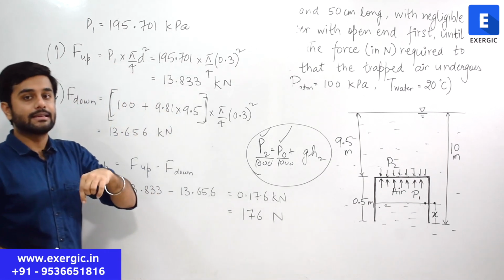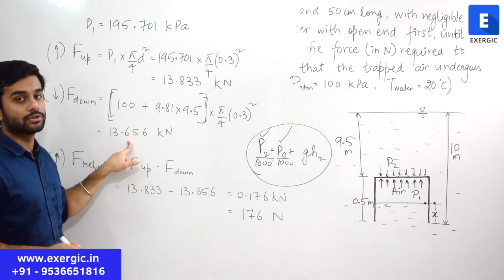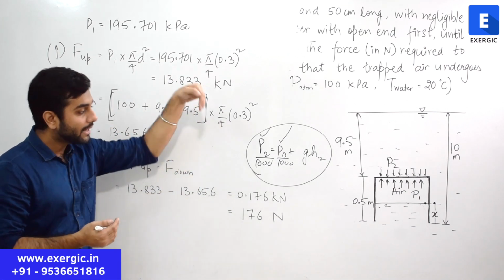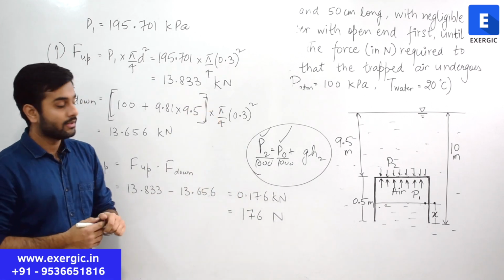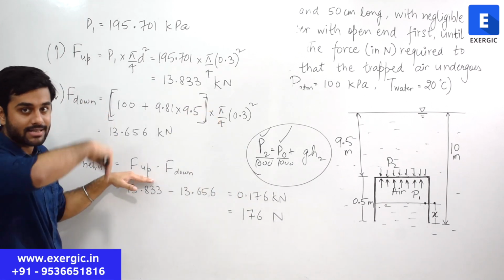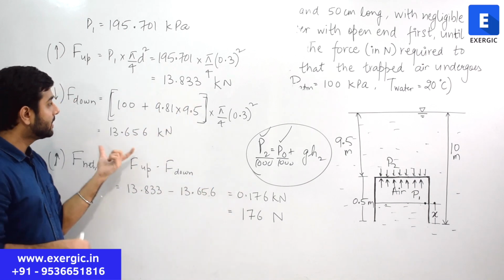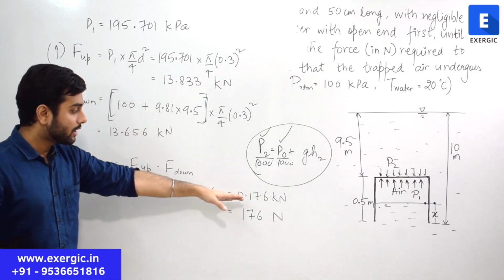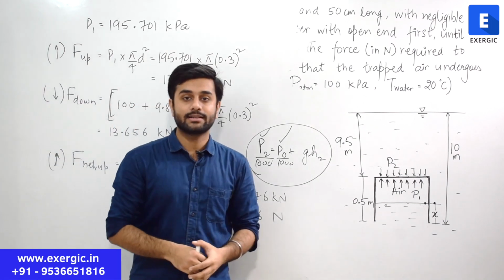You can clearly see that the upward force acting is more as compared to the downward force. So the net upward force will be the difference of them, P1 minus P2, or the force F1 minus F2. So if you do that, F up minus F down, you will get 13.833 upward force minus 13.656 downward force. This is in kilonewton. Convert that to Newton. This is the required answer, 176 Newton.